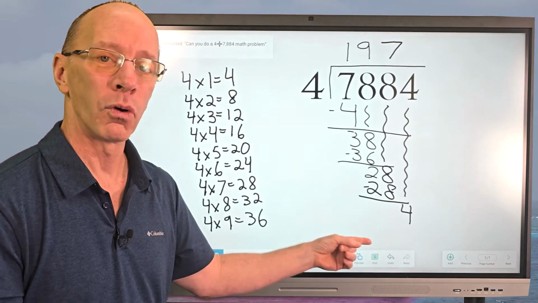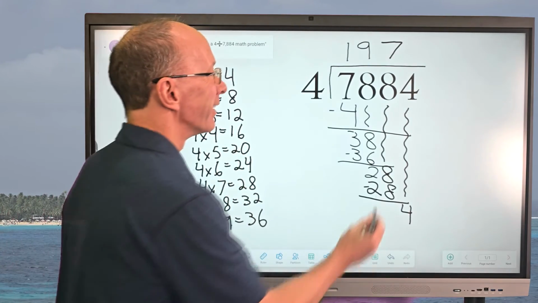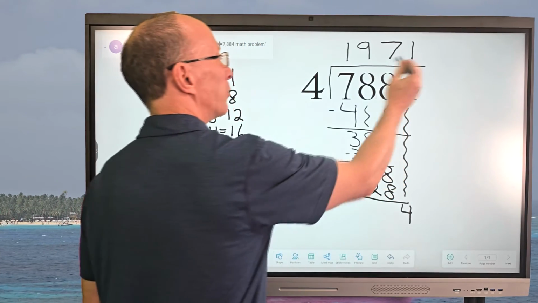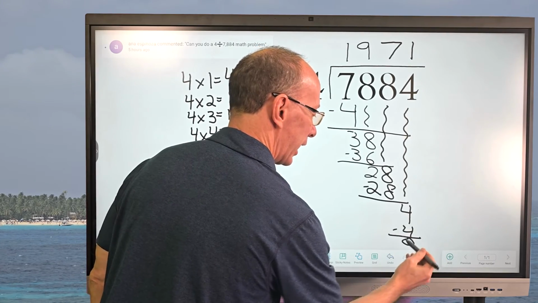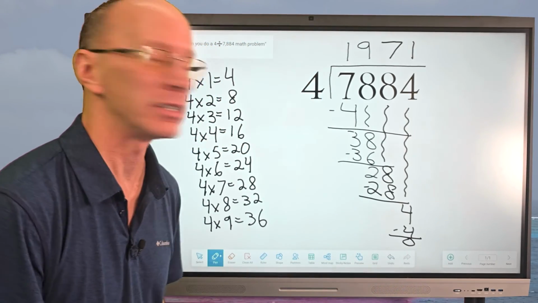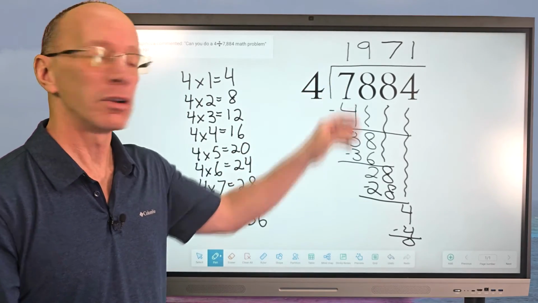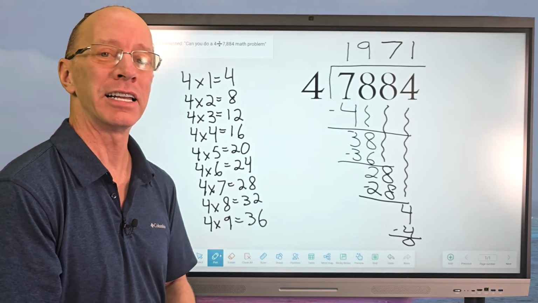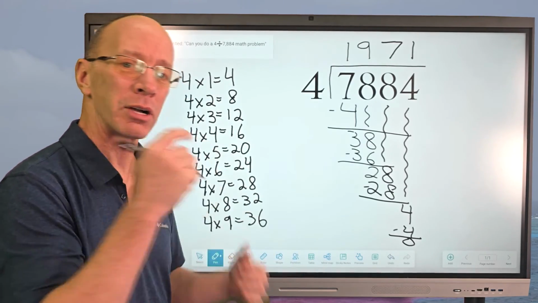So now I have a 4, and how many times does 4 go into 4? 1 time, uno. All right, so I'm going to put the 1 right here, and then 1 times 4 equals 4, subtract, and I have a remainder of 0. So, Anna, the answer would be 1,971.